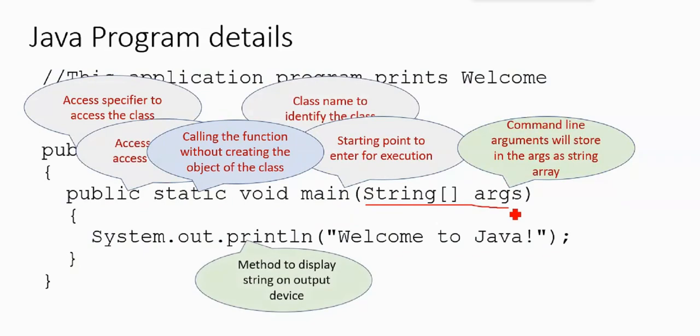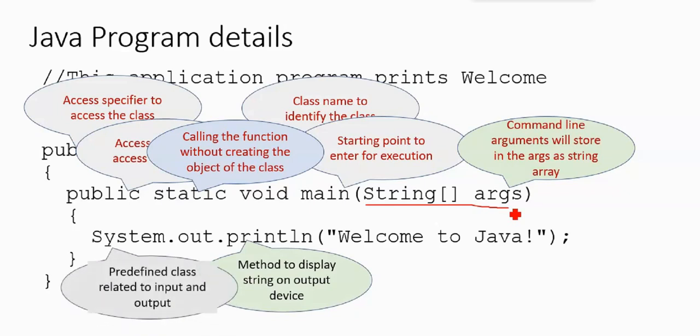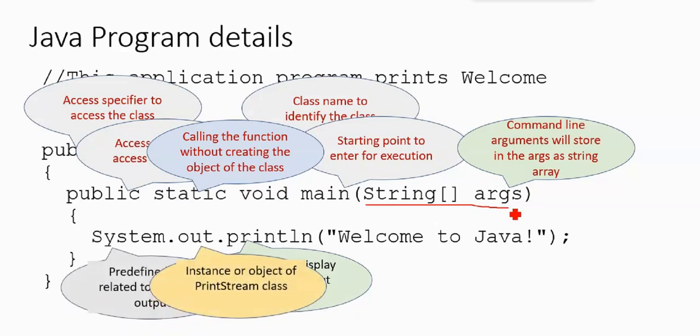Then we have the println method to display the string. This println method is available in a class called PrintStream, and the PrintStream class object is defined in a class called the System class. The System class defines one stream class object, and that stream class contains a method called println. By using this println we print the message. After printing the message, the cursor will point to the next row.